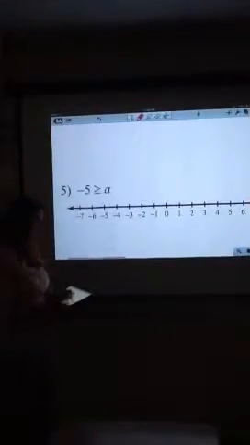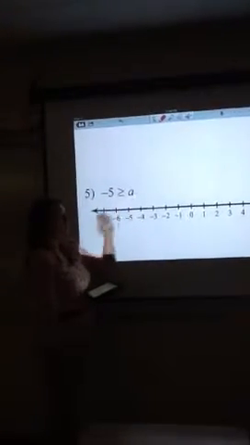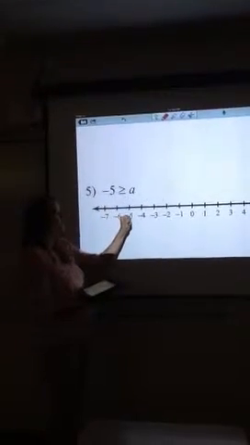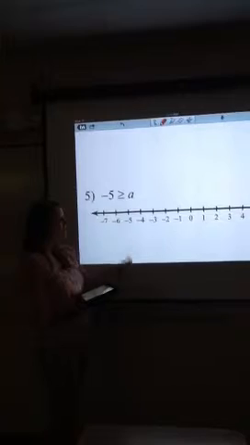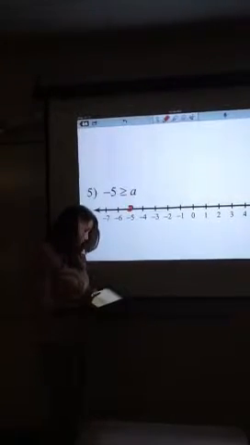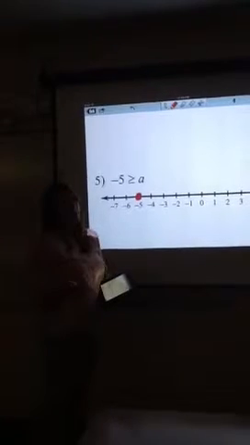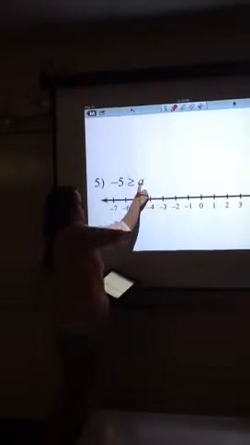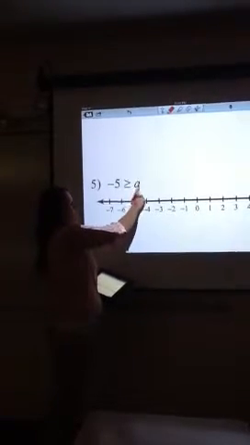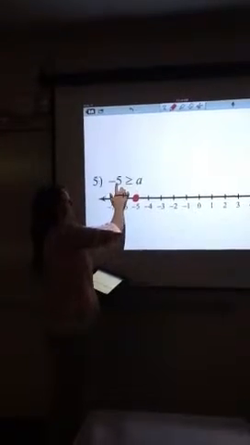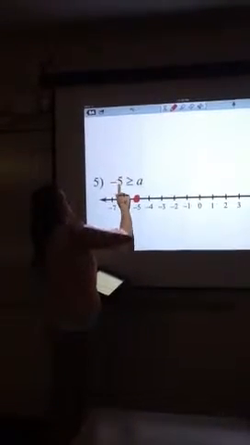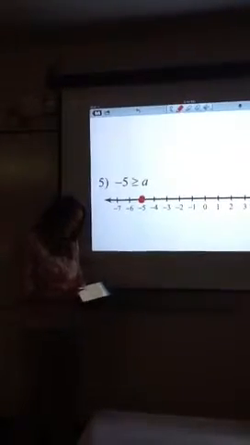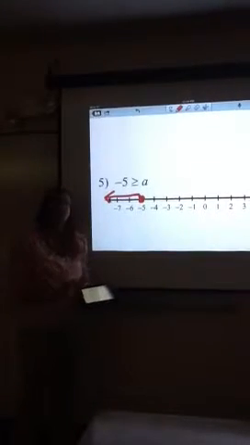Okay, last example. -5 is greater than or equal to a. I see the equal to sign, so I question, am I going to use an open circle here or a closed dot? Since -5 could equal a, I'm definitely going to use a closed dot. And now I have to consider, which way will my arrow go? Well, if I read this with regards to the a, I think a is all numbers less than or equal to -5. The alligator mouth is opening to this number -5, so that means a has to be numbers less than -5. So I'm going to draw my arrow to the left.